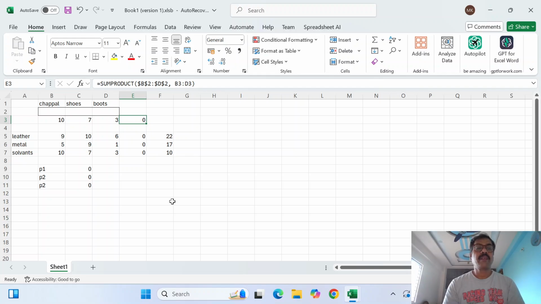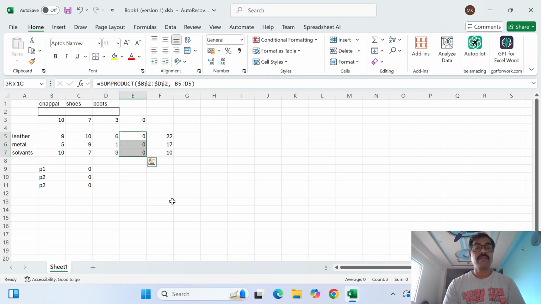The cell E3 has a formula, the sum product of these two ranges. Here in this range, I need to find out the optimum price required to produce these many units of these products by using certain resource constraints. So I need to use only 9 units of leather for chappal and 10 units of leather for shoes and 6 units of leather for boots, and 5, 9, 1 units of metal for chappal, shoes and boots respectively, and 10, 7, so on and so forth.